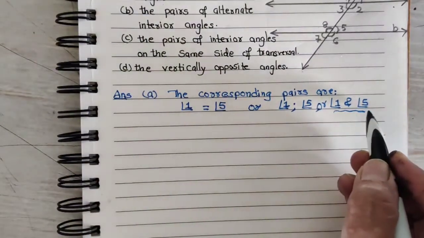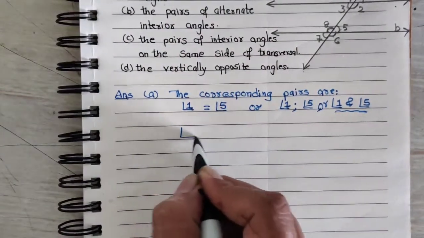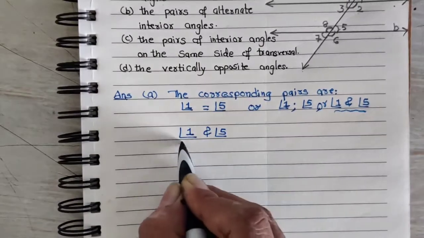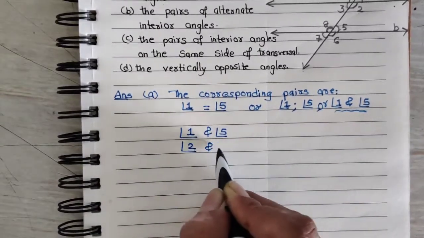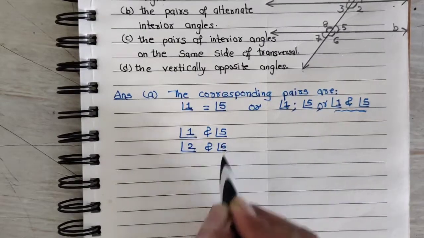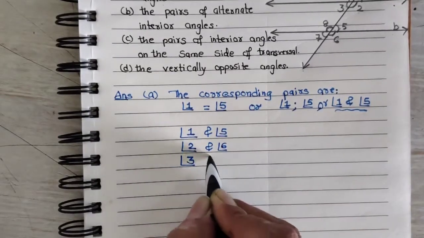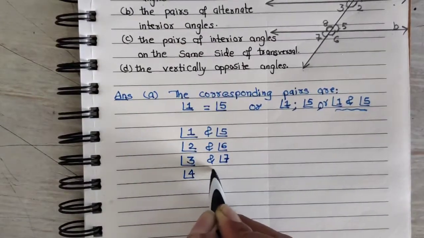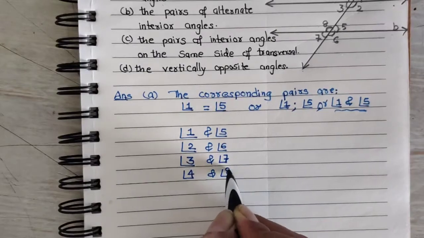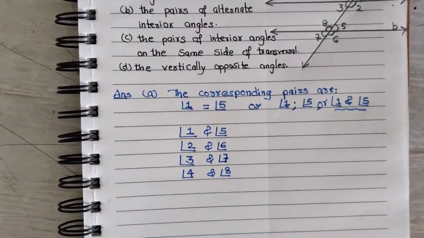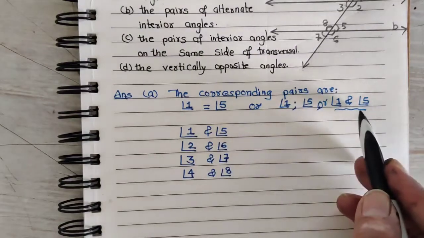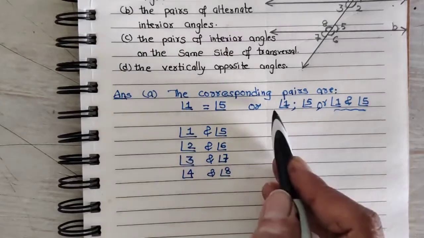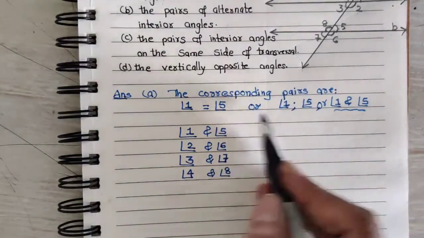So angle 1 and angle 5, angle 2 and angle 6, angle 3 and angle 7, angle 4 and angle 8. So these are all the corresponding pairs. I have written this line for your explanation; you don't have to write it. You will start writing like this, following any of these methods.